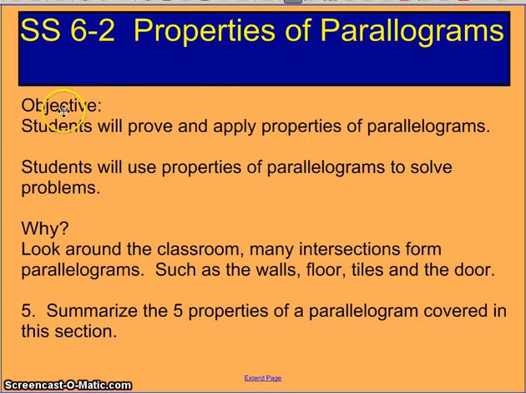But anyways, this is the objective. Students will prove and apply properties of parallelograms, and students will use properties of parallelograms to solve problems. You can read through the why yourselves. Make sure you answer number 5 in your notes.